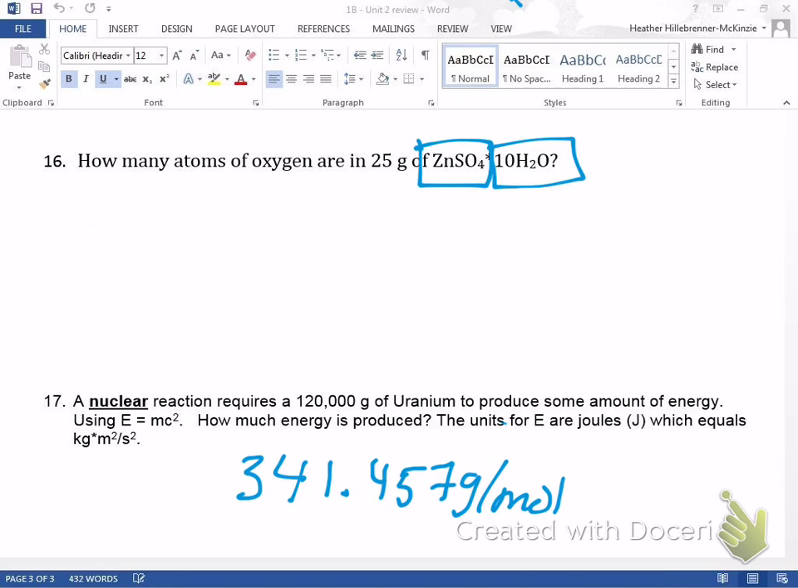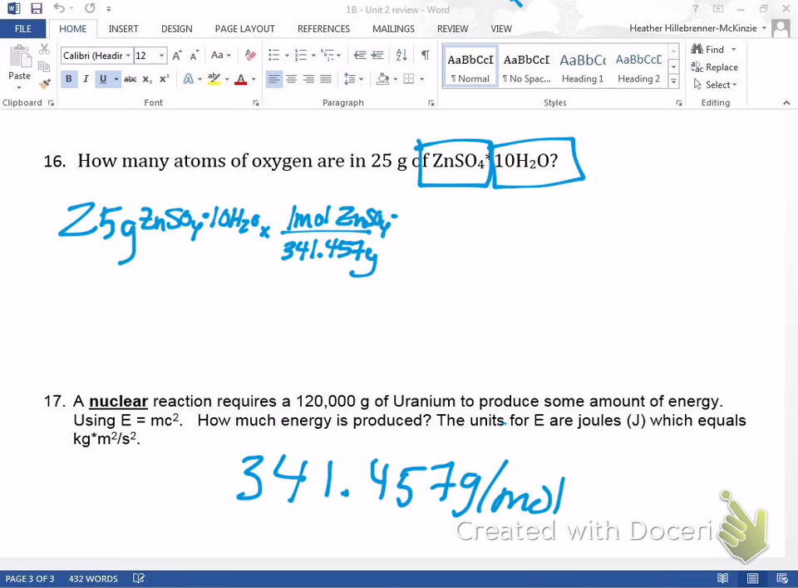Okay, so here's what we're going to do. We're going to say that we've got 25 grams of what? ZnSO4·10H2O. Okay, so my next step is to say that for every, what do we say our mass was? 341.457 grams, that is 1 mole, and this is of my zinc sulfate decahydrate.